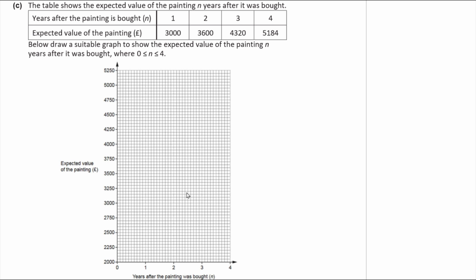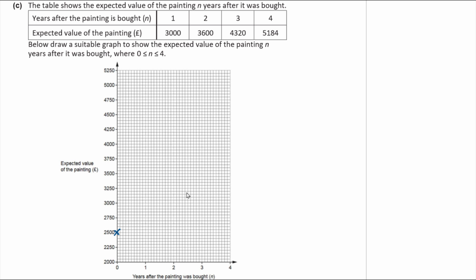Part C says the table shows the expected value of the painting n years after it was bought. Below, draw a suitable graph to show the expected values of the painting n years after it's bought, for where n lies between 0 and 4. So don't forget, we had already worked out the price for n equals 0. That was 2,500. So I'm going to put that point on first. 0 goes with 2,500. Then 1 goes with 3,000.